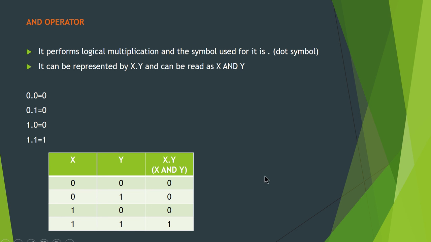It is not the normal multiplication, it is actually an AND operator. When you combine two conditions, only when both the conditions are satisfied, only when all the conditions are satisfied, the output is high. So this is your AND operator.